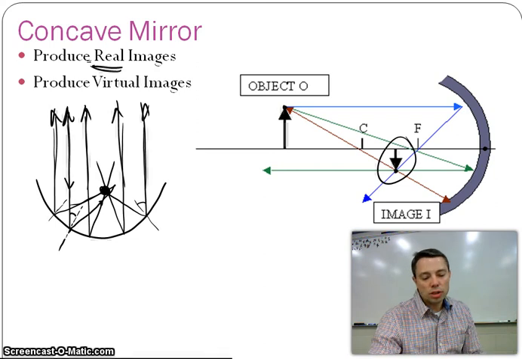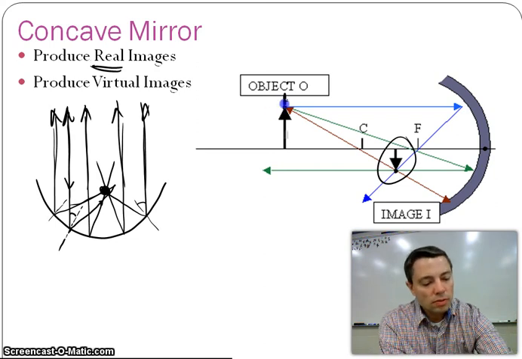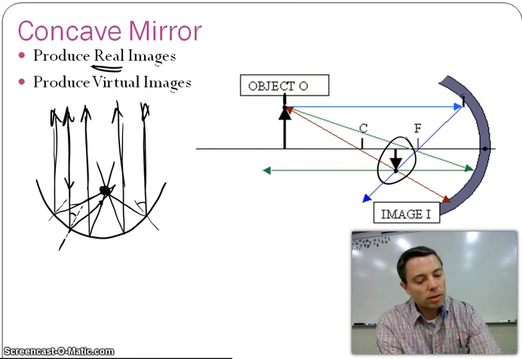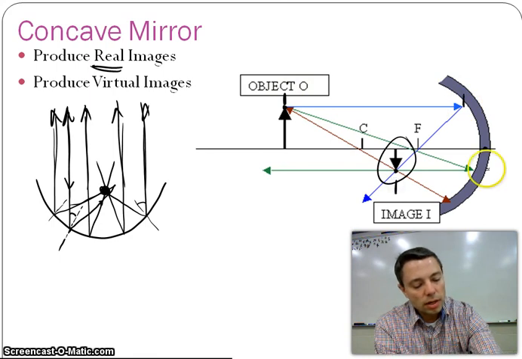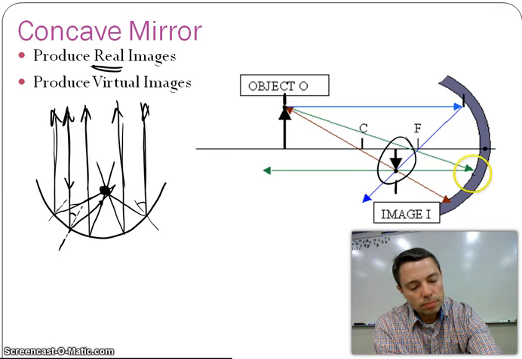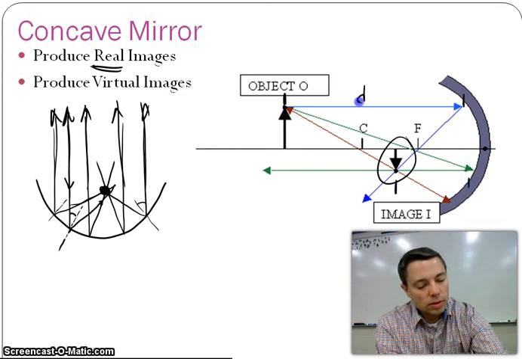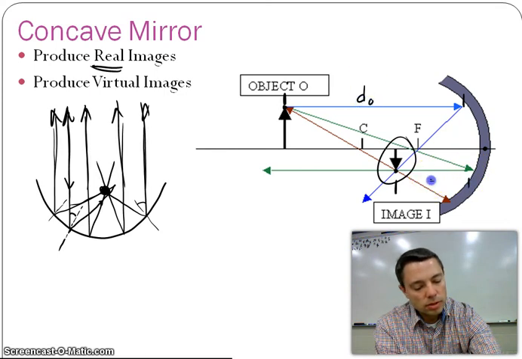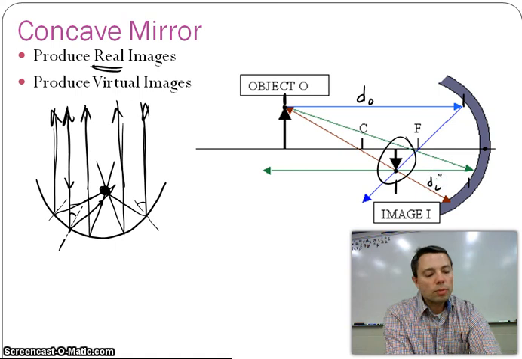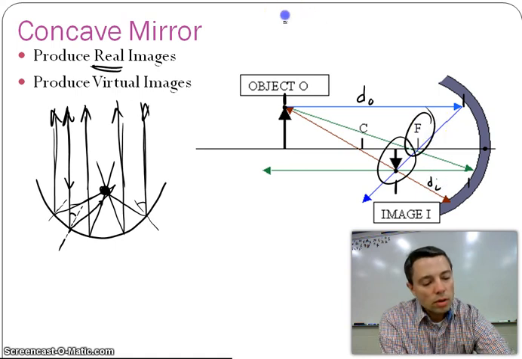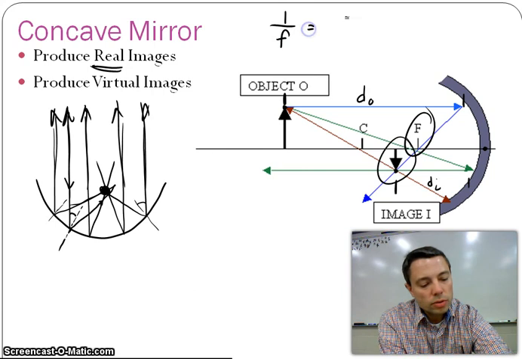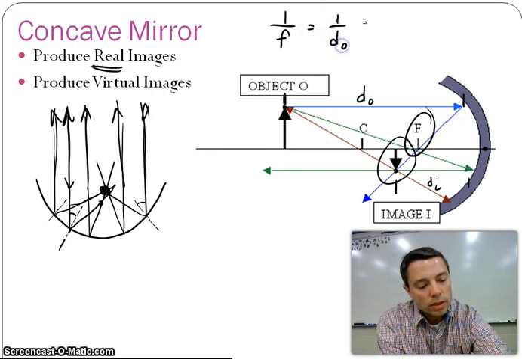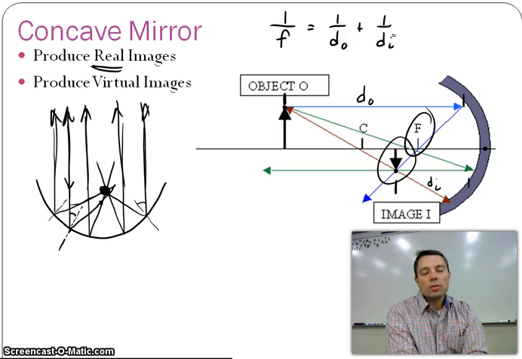Now there's usually a relationship between the distance from my object to my mirror and the distance from my image to my mirror. And so if I say this is the distance of my object and this is the distance of my image, this is related right back to this focal point. So 1 over the focal length is equal to 1 over the distance of the object plus 1 over the distance of the image. And that's a mathematical relationship that ties those two things together.